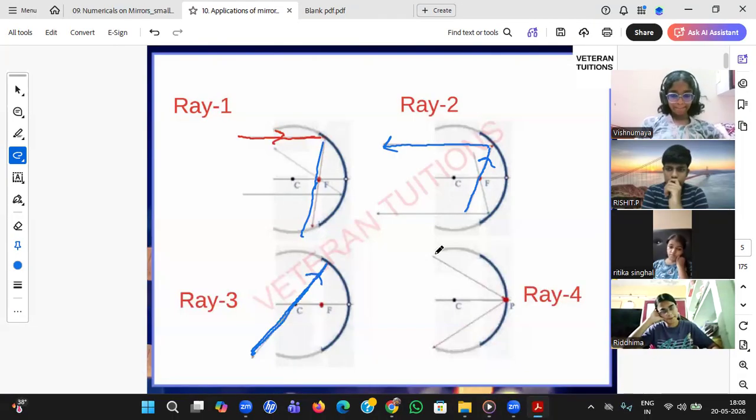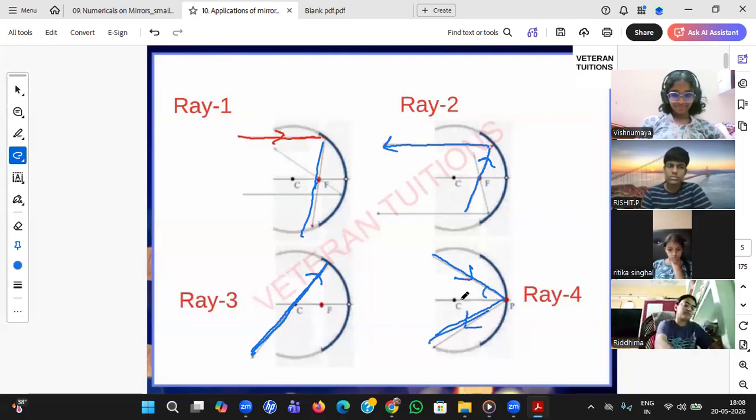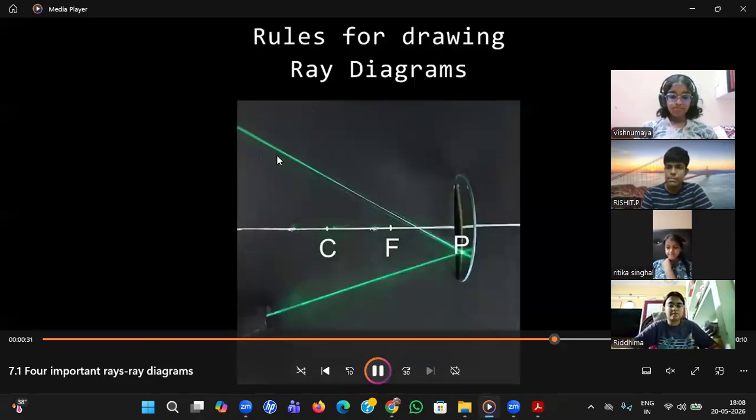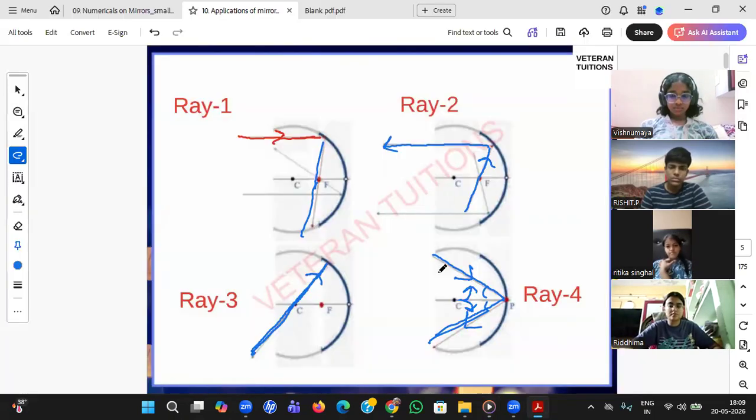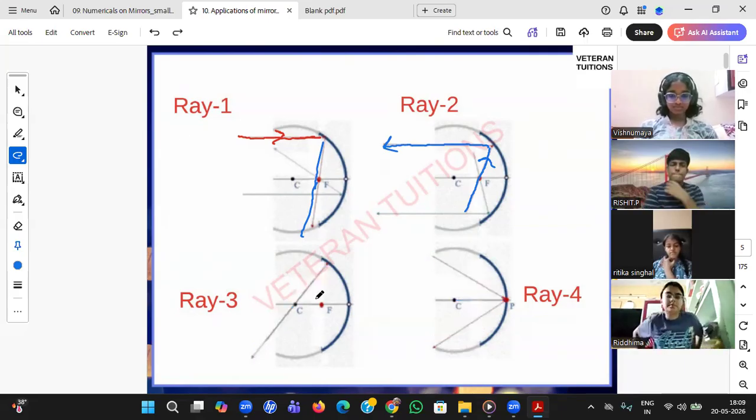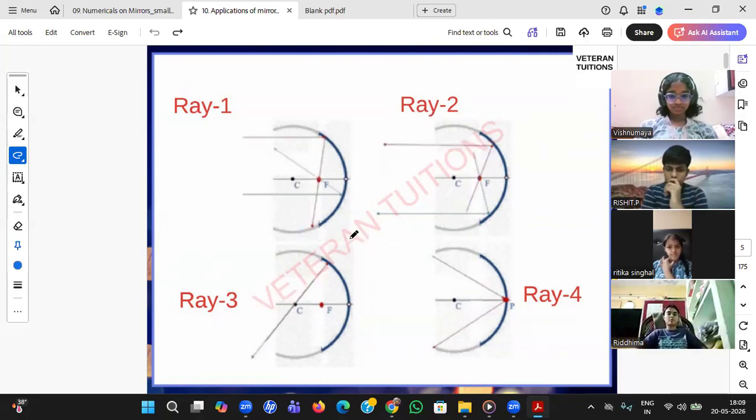Rule number four. Whenever light is hitting directly on the pole, it will be symmetrical. The angle theta, whether you look on the left side or the right side, looks the same on both sides. So look here, exactly rule number four. Now why did I repeat these rules? Are we looking at them for the first time? No, we have seen them many times. Because we are again going to use these four rays in today's image formation cases.